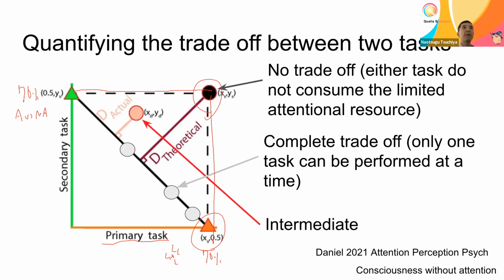And then the last one is the intermediate performance, where two tasks are competing to some extent, but one does not completely dominate the other when you try to do one task over the other. So these three situations have been empirically observed, and this is the theoretical interpretation.